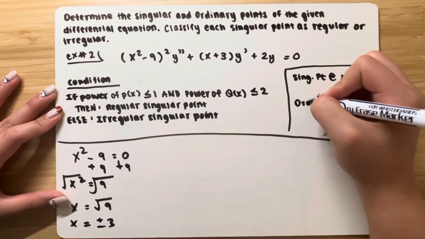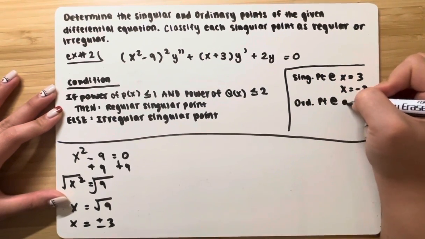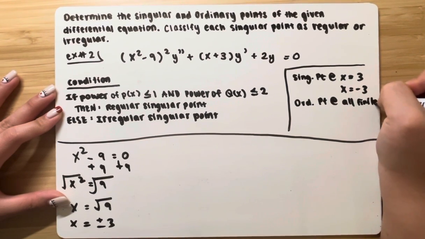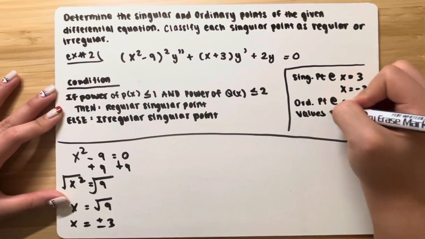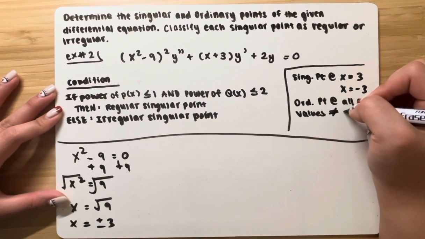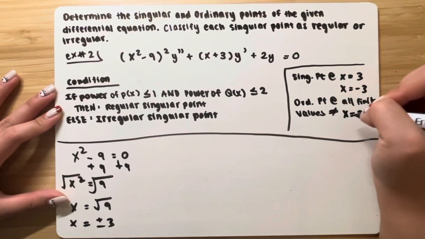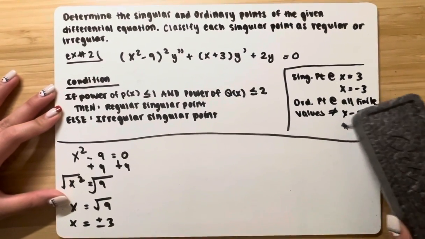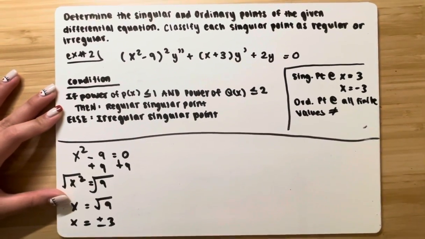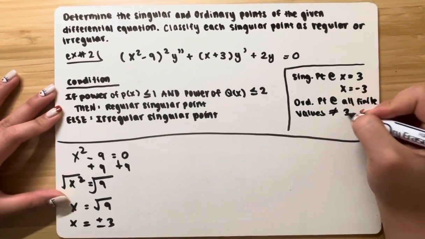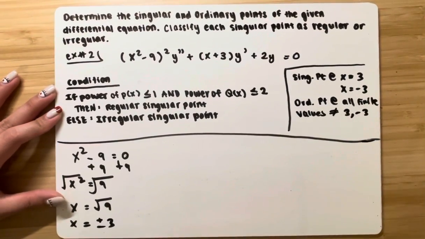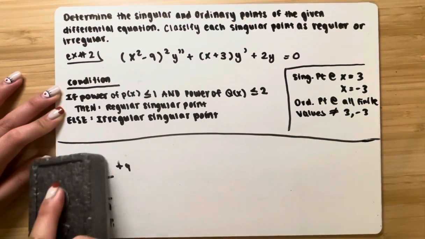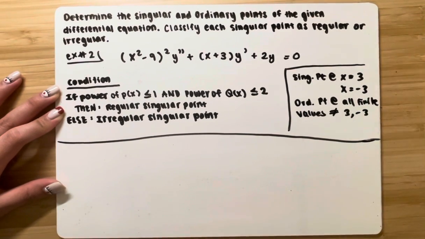Then we have an ordinary point at all finite values unequal to the singular points, which are x equals 3 and x equals negative 3, which you can write as all finite values unequal to 3 and negative 3. Okay, now let's classify each singular point as regular or irregular.